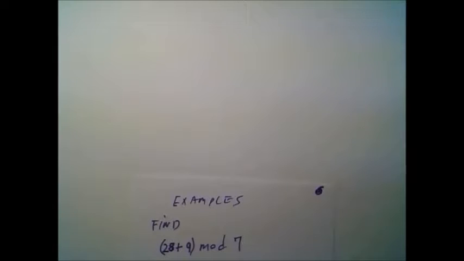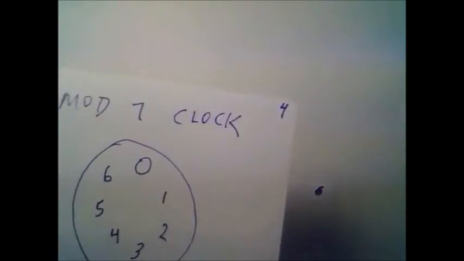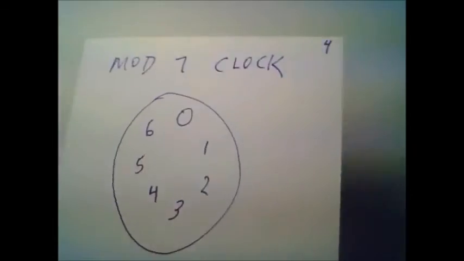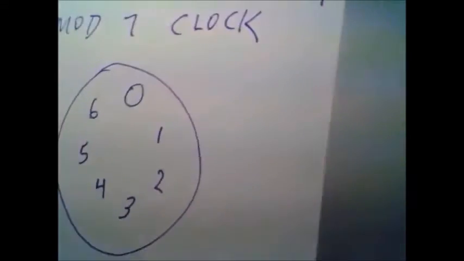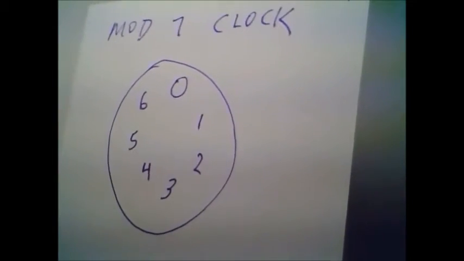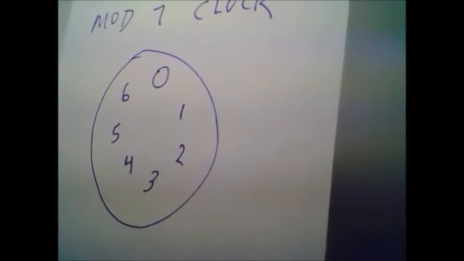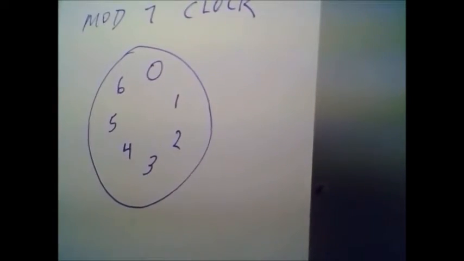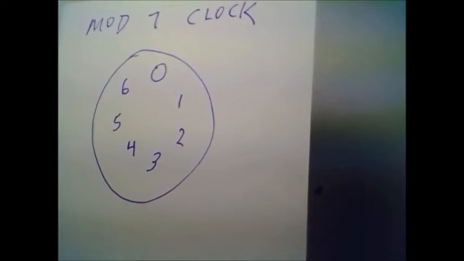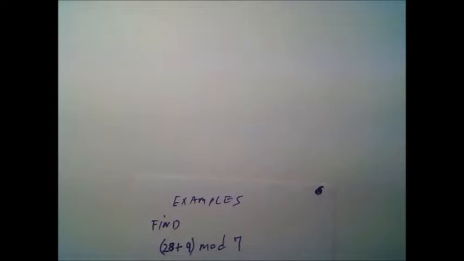Alright, let's look at the first example. First example, we have 28 plus 9 mod 7. So the first thing we want to do is perform the operation. The operation is addition. In this case, we add the 28 plus the 9, and 28 plus 9 will give us 37. So now that we have the 37, we know we're dealing with mod 7, so we make a clock for mod 7. And that's what I have here, a clock for mod 7. And that's what we're going to use to get the final answer.